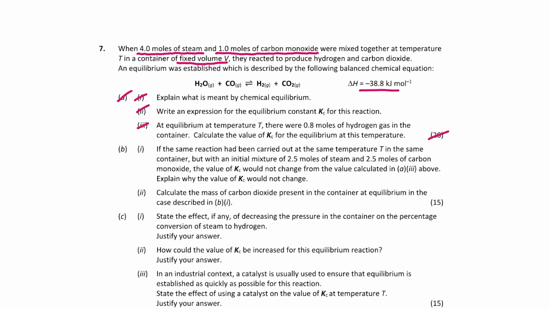So there's quite a lot to this first part, and we'll just go through and pick out the important bits of this. If the same reaction had been carried out at the same temperature T, in the same container with an initial mixture of 2.5 moles of steam, so again, important information, and 2.5 moles of carbon monoxide, the value Kc would not change from the value calculated in part AII above. Explain why the value of Kc would not change.